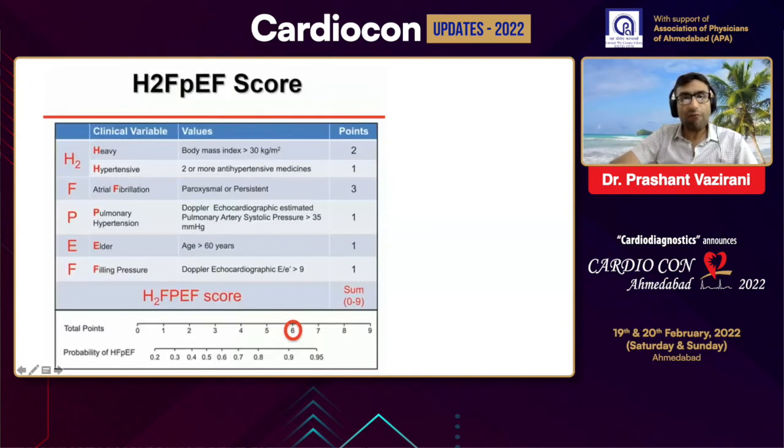So all patients of HFpEF should have these 2 scores. The first score is the H2FPEF score, in which 2 points are given for BMI more than 30, 1 point for hypertension, 3 points for AF, 1 point for pulmonary hypertension, 1 point for age more than 60, and 1 point for LV filling pressure as measured on echo. And a score of 6 or more has a high probability of HFpEF.